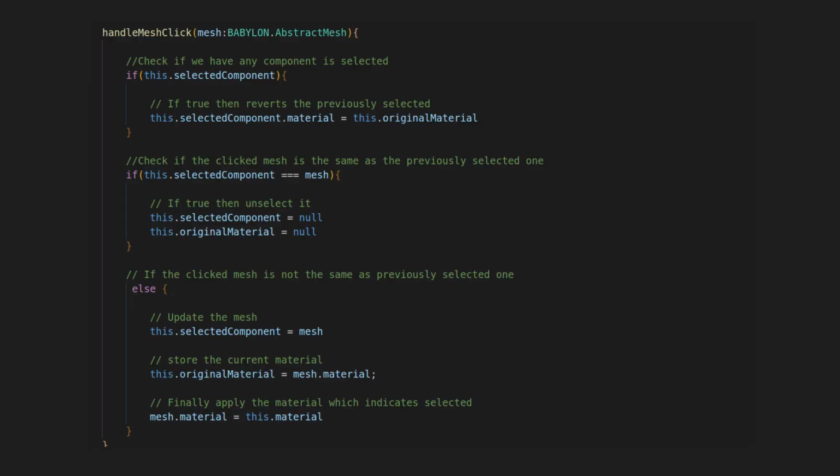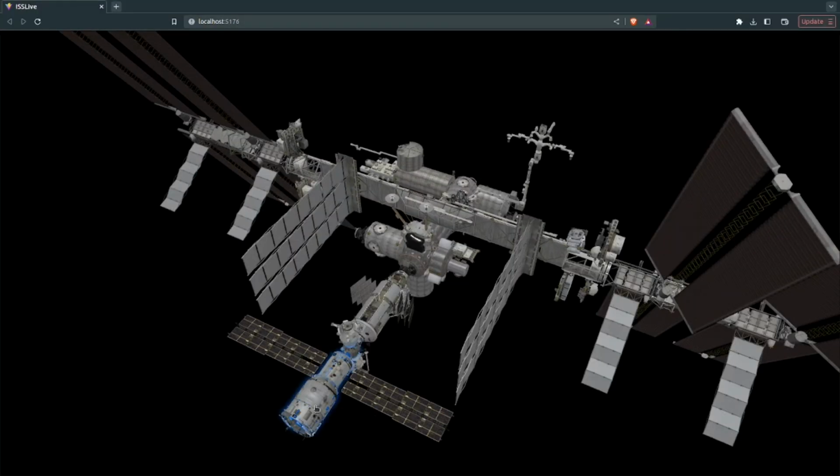Handle mesh click takes a mesh as an input and checks if it is selected or not. If yes, then it reverts the previously selected one, and if the clicked mesh is the same as the previously selected one, then it unselects it by setting null. If the clicked mesh is not the same as the previously selected one, update the mesh, store the current material, and finally apply the material which indicates selected.